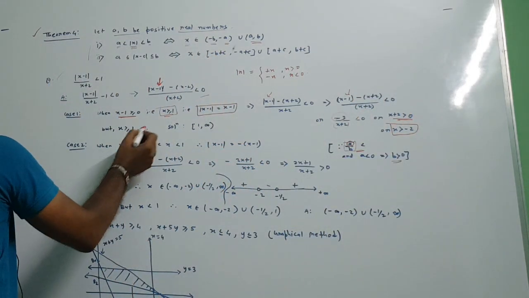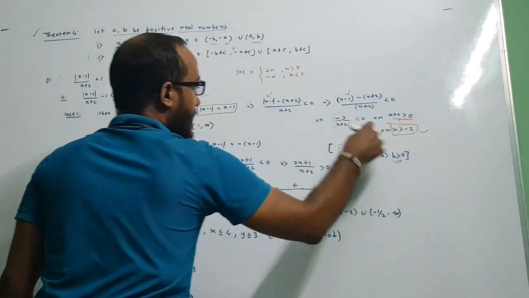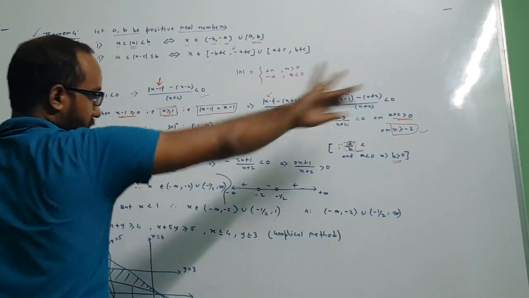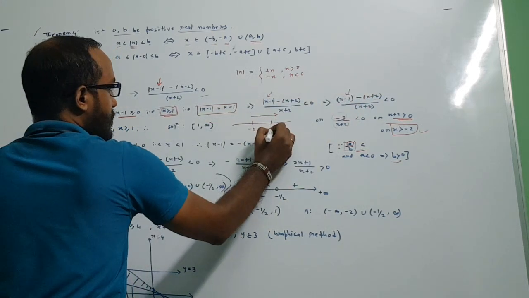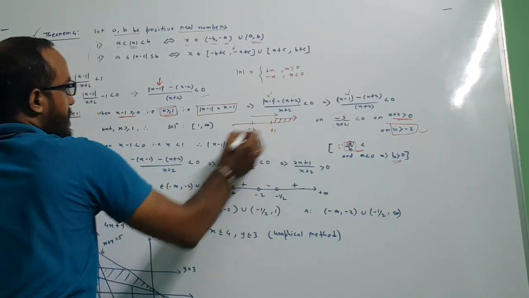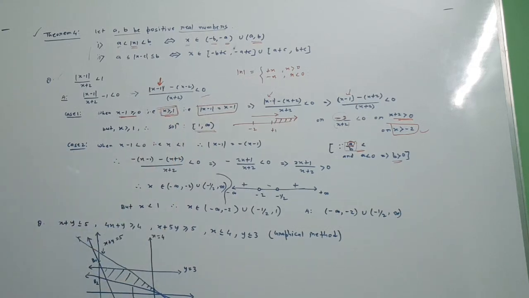Here in this case we have x greater than or equal to plus 1, and here we got x greater than minus 2. So x greater than minus 2 is in this region. x greater than plus 1 is this region. What is the intersection? This is the intersection. So what would be the solution? The solution would be from 1 to infinity.